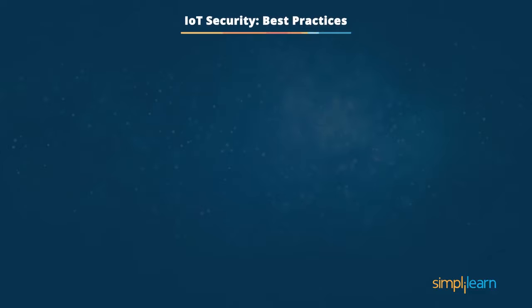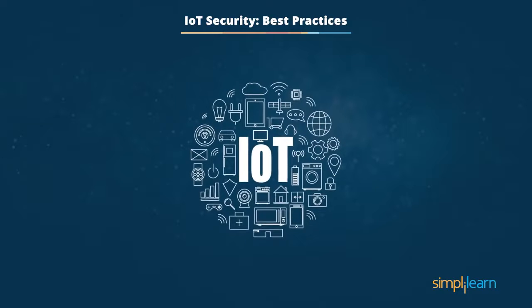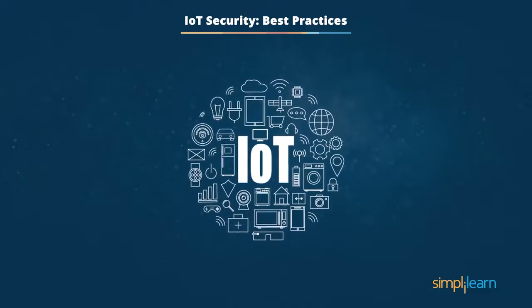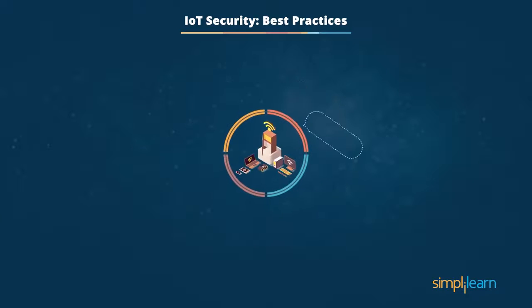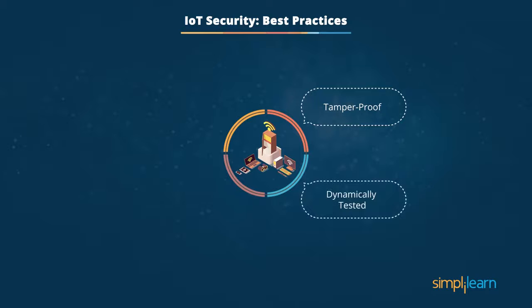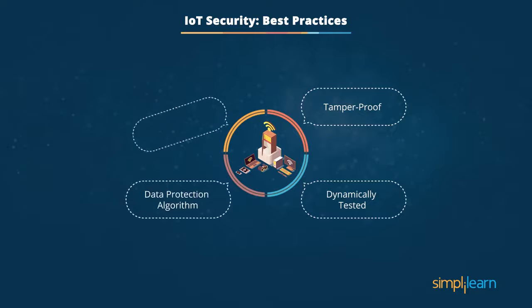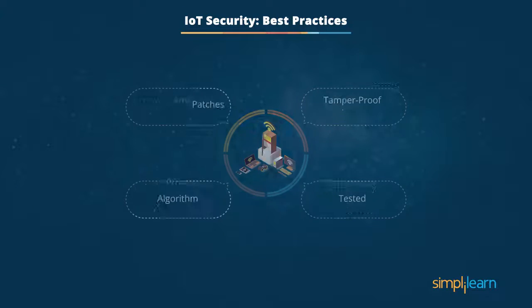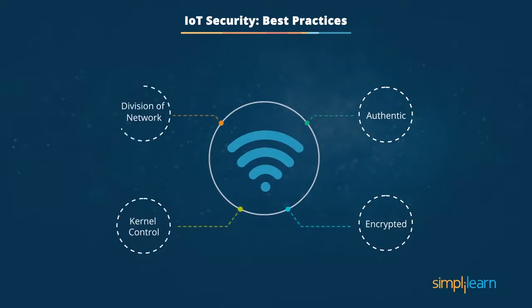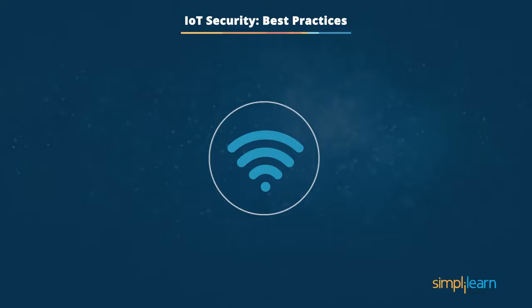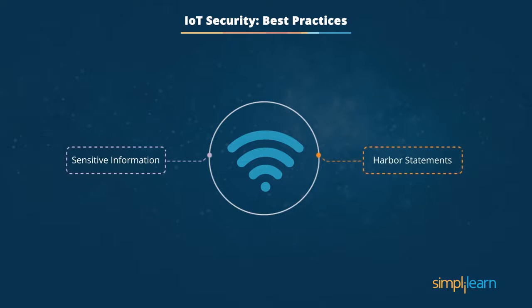IoT security, best practices. There are many best practices in IoT security. Let us look at some best practices pertaining to IoT hardware. First of all, the hardware should be tamper-proof. They should have undergone dynamic testing with specific data protection algorithms and should be updated on firmware and patches. The network components must be authentic with encryption, kernel controls, and division of networks into segments. Other security measures include privacy protection for sensitive information and other regulations like safe harbor statements.